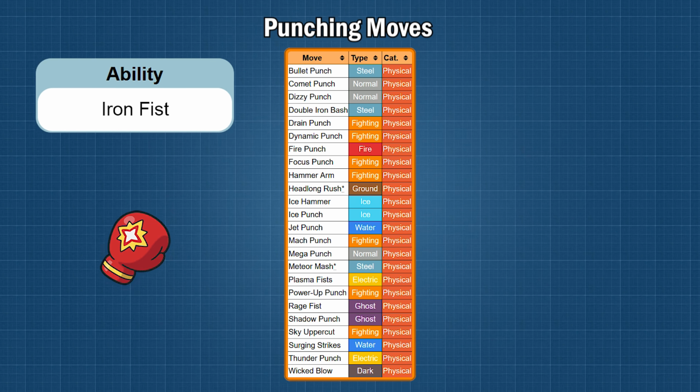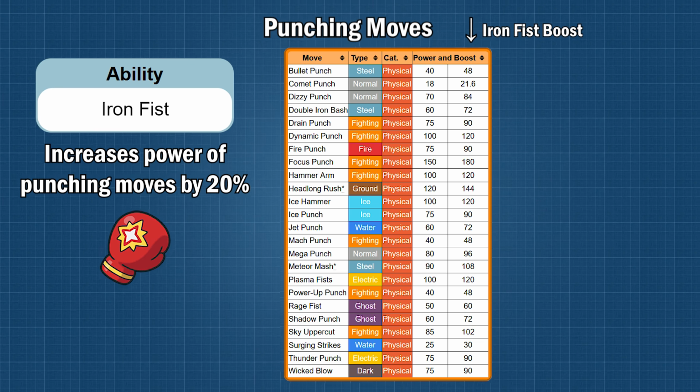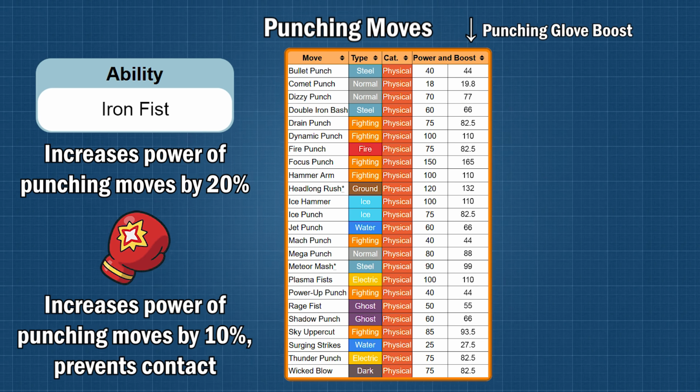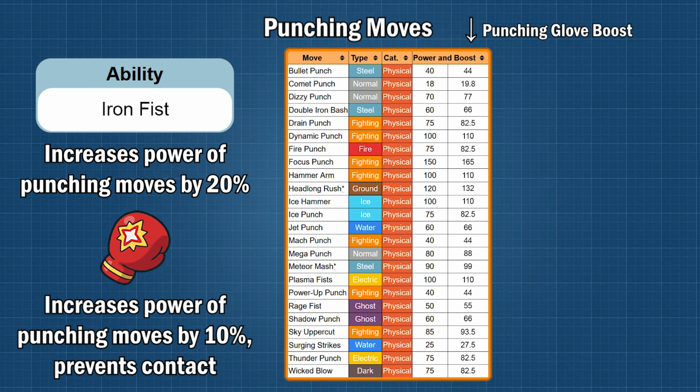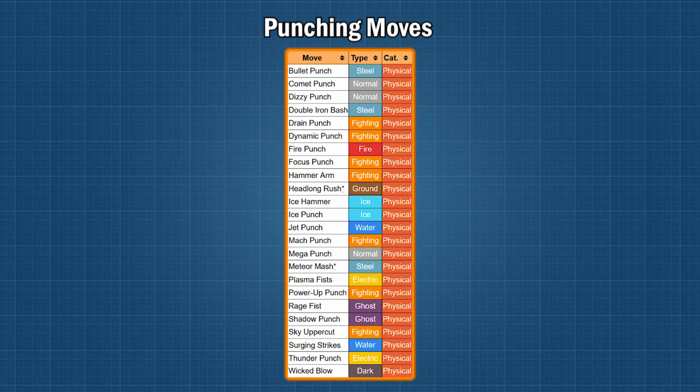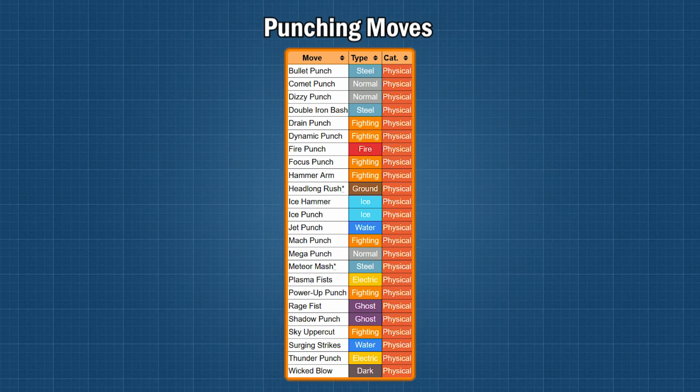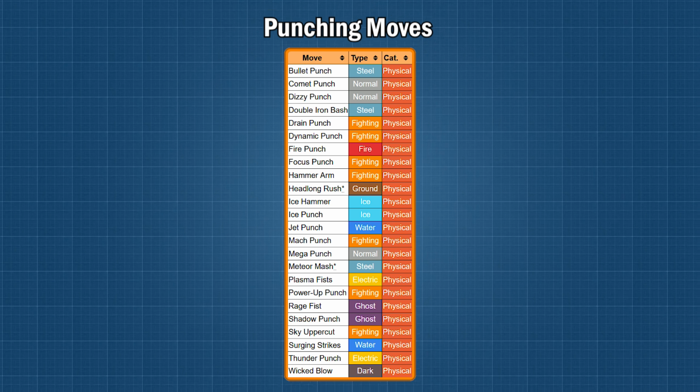Iron Fist increases the power of punching moves by 20%, and Punching Glove increases the power of punching moves by 10% while also preventing those moves from making contact with the target. A lot of the moves that fall under the category of being a punching move make sense, as they literally have punch in the name.